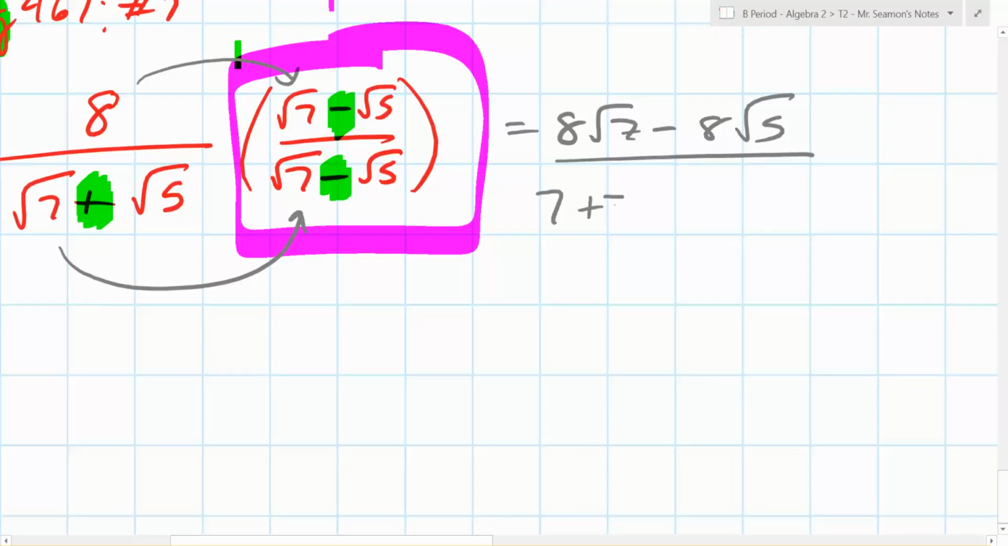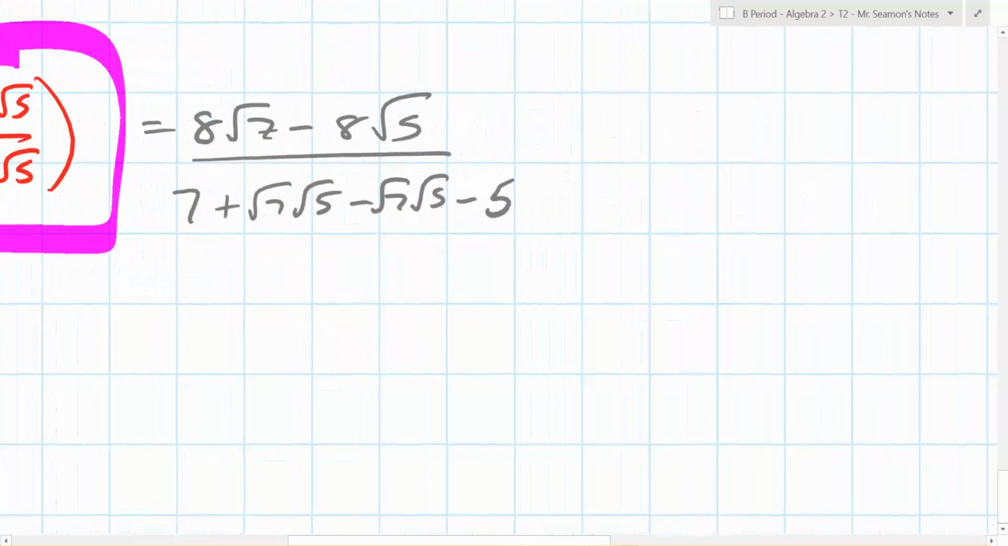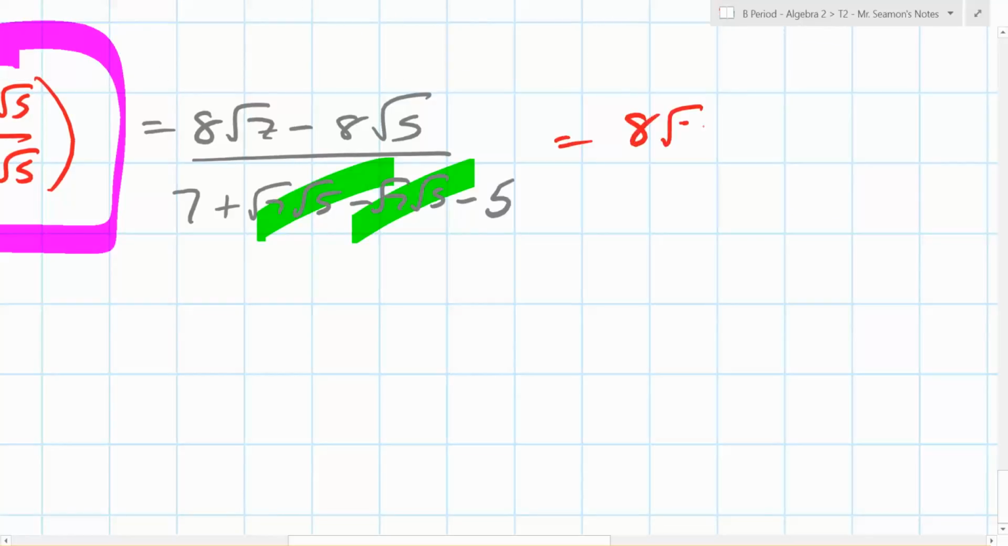Hold on, I'm just going to do the canceling. Root 7, root 5, minus root 7, root 5, minus 5. What cancels? What's the nice thing that cancels right there? Yeah, the middle. These go away, leaving you with 8 root 7 minus 8 root 5 all over what? 7 minus 5 is, yes, it is 2.